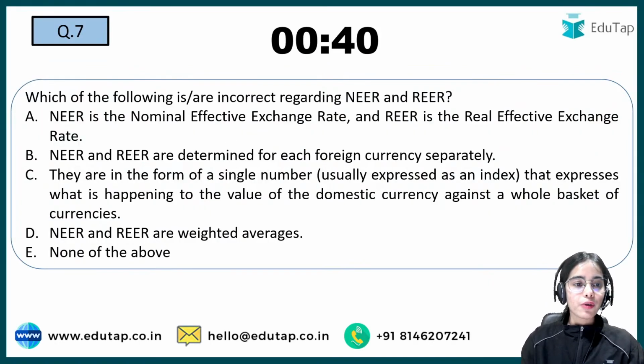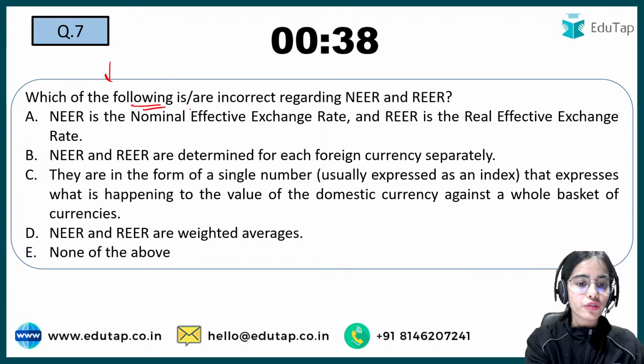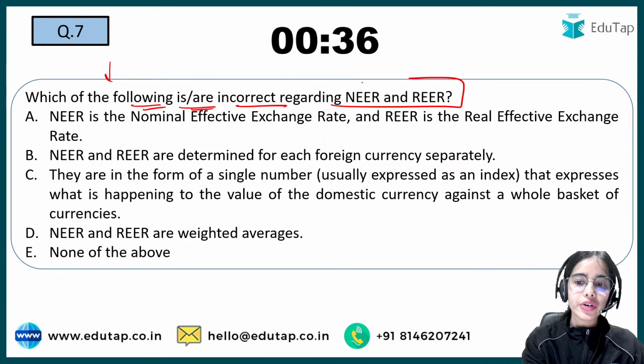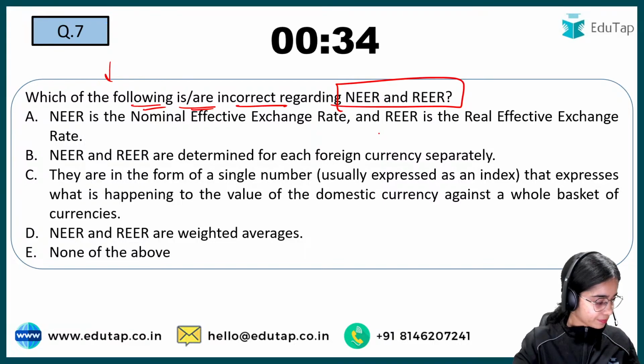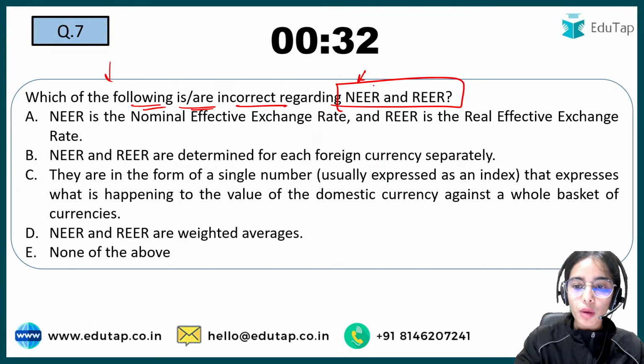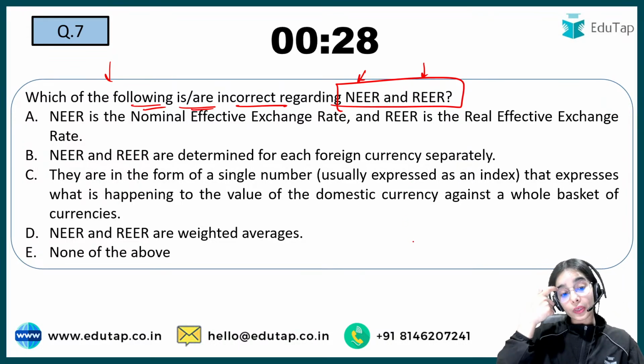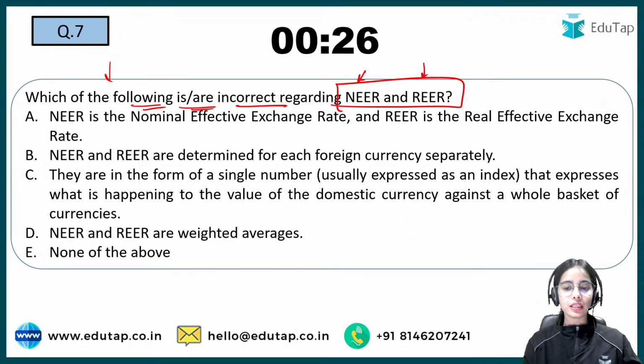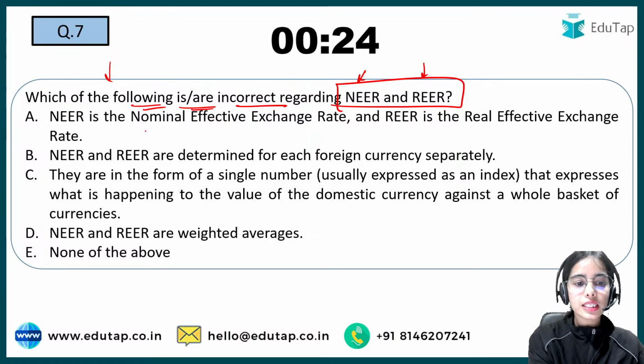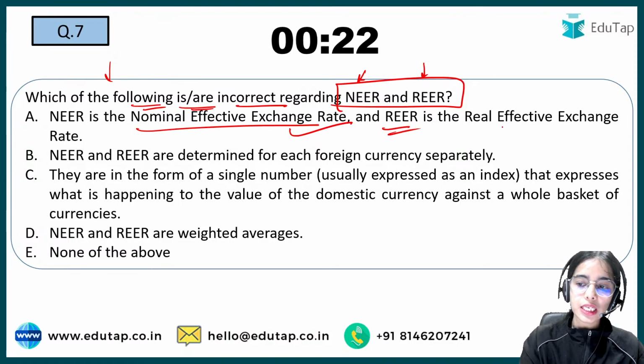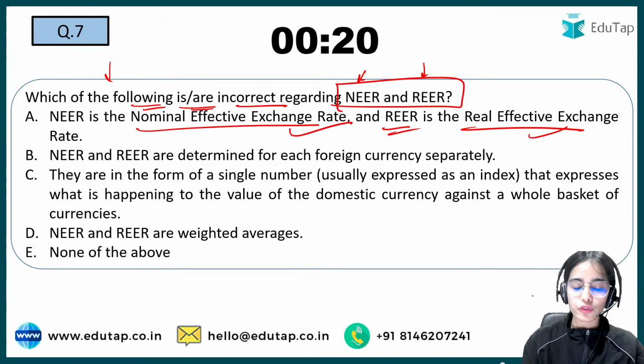Okay, now coming to the next question. Which of the following is or are incorrect regarding the NEER and REER? That is the nominal effective exchange rate and the real effective exchange rate. So NEER is the nominal effective exchange rate and REER is the real effective exchange rate. So the full forms are correct.